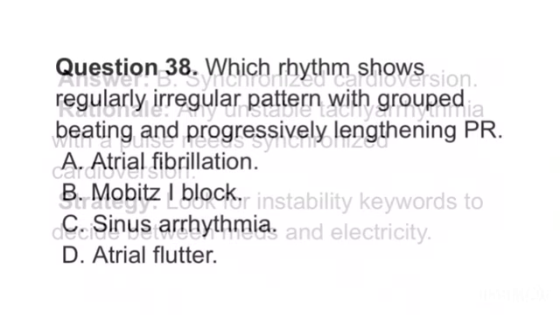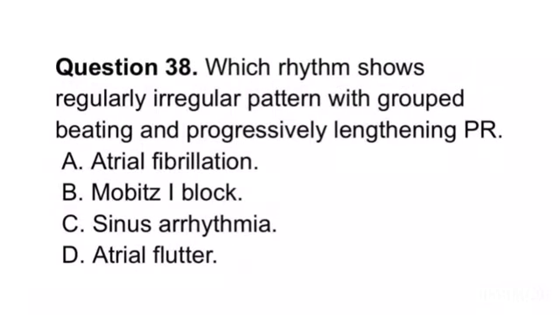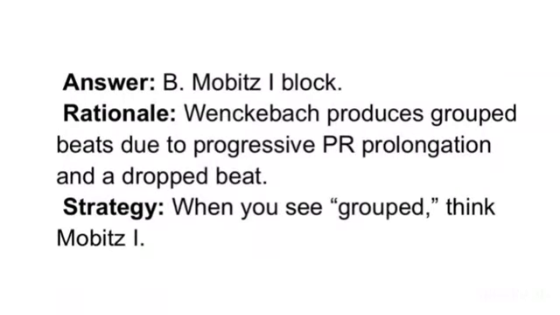Question 38. Which rhythm shows regularly irregular pattern with grouped beating and progressively lengthening PR? A. Atrial fibrillation. B. Mobitz block. C. Sinus arrhythmia. D. Atrial flutter. Answer: B. Mobitz block. Rationale: Wenckebach produces grouped beats due to progressive PR prolongation and a dropped beat. Strategy: when you see grouped, think Mobitz I.